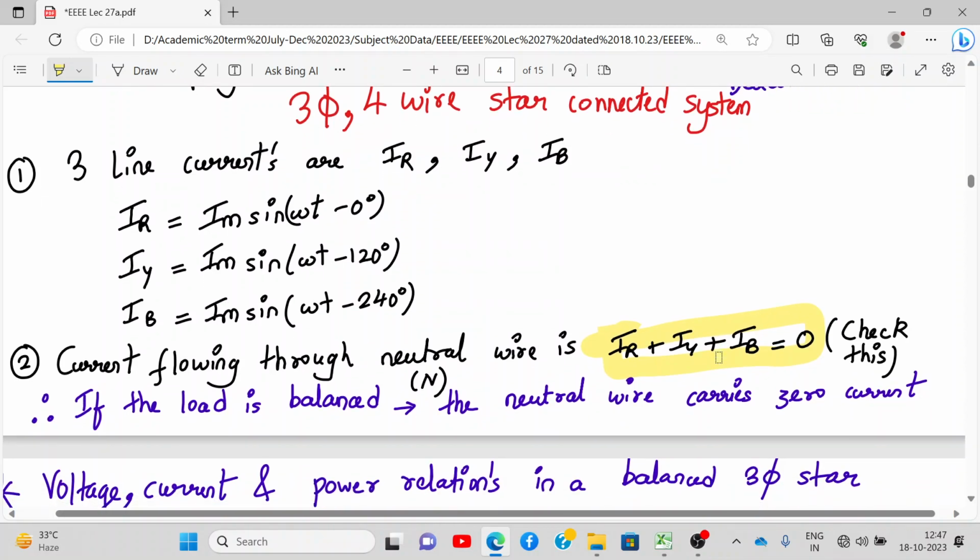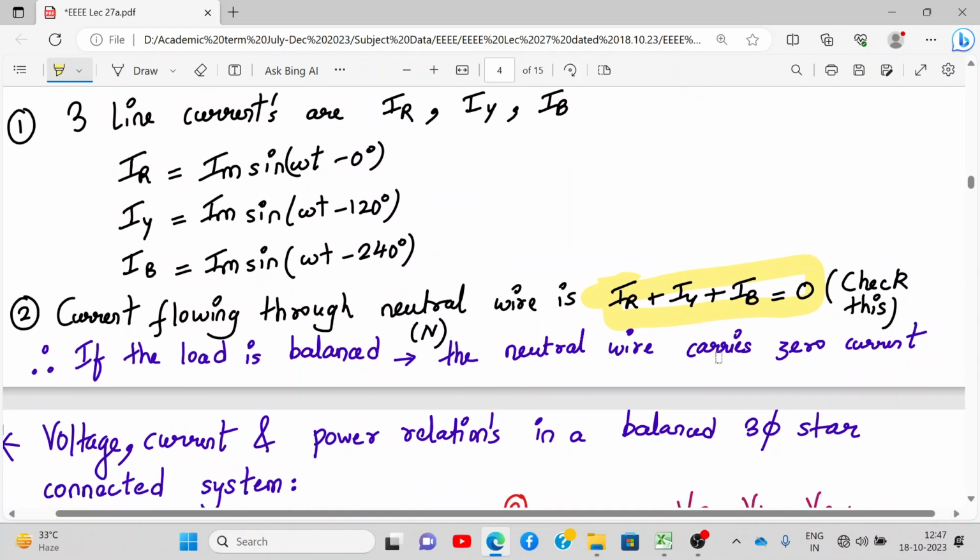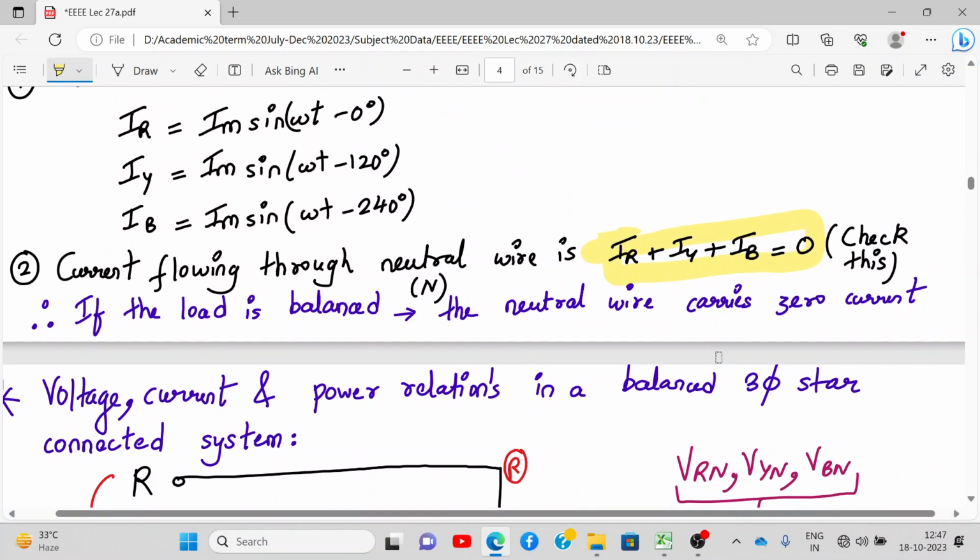So current doesn't flow in a neutral wire only if the load is balanced. अगर load imbalance हुआ and you touch the neutral wire, you will say sir आपने तो बोला था current flow नहीं होता है, पर मुझे तो shock लगा है. The load was not balanced in that case. If the load is imbalanced, you will get a great shock. So if the load is balanced, the neutral wire carries zero current. If there is a big if.